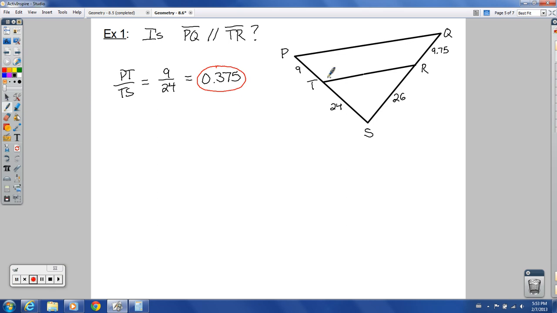And then let's check the other way. So matching up in the same way, the PT to TS would be corresponding to QR compared to RS. So let's see what QR divided by RS equals. That would be 9.75 divided by 26.